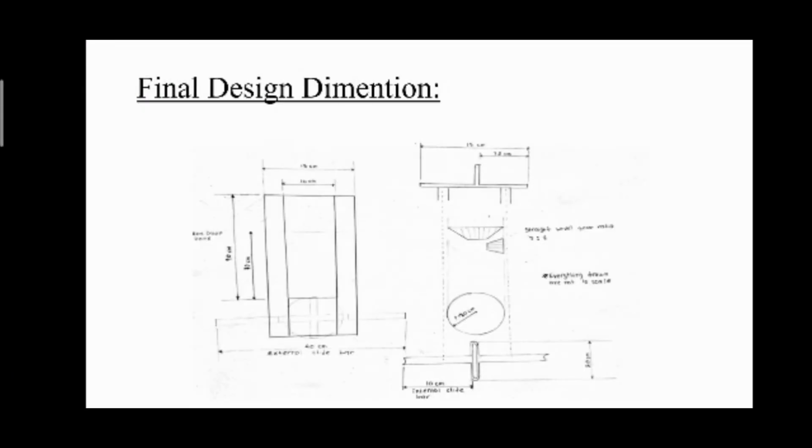So this is the final design dimension. The total width of the machine is 40 cm. The total length is 110 cm. The straight bevel gear ratio is 3:1. The radius of the circle is 10 cm. And the length of the internal slide bar is 10 cm.